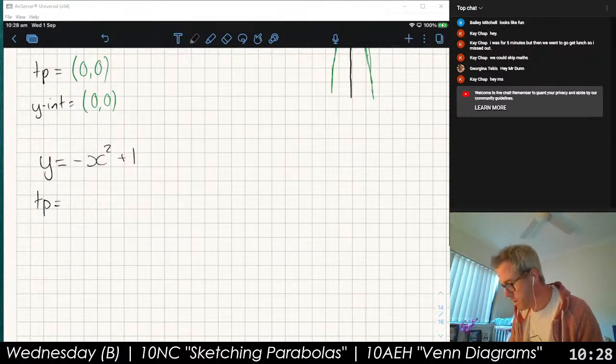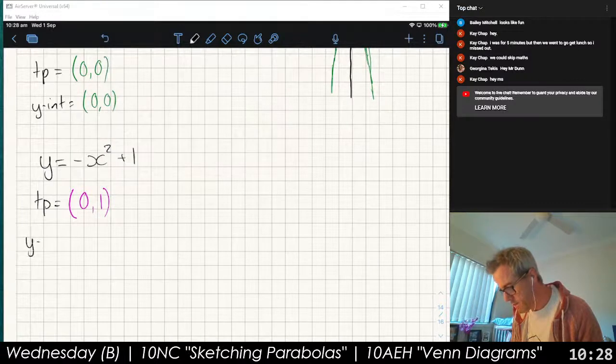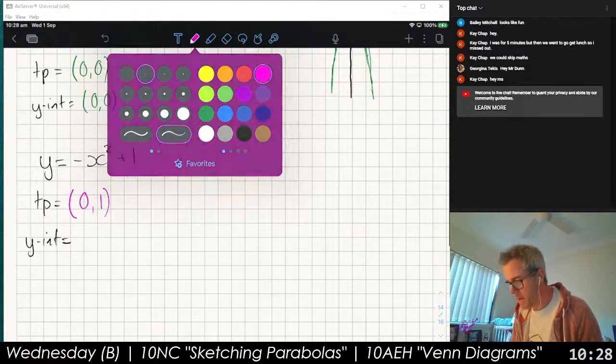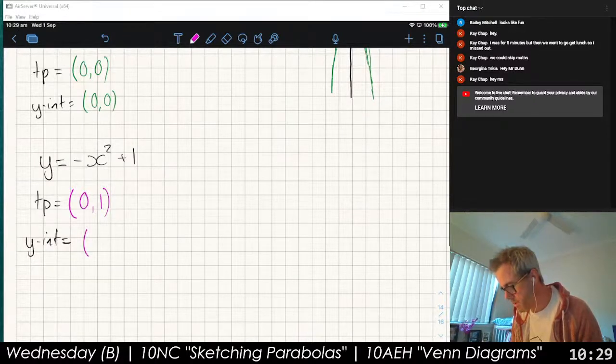I'll get a different color. Let's go pink this time. I don't have a value here, 0. But I do have a value that's added here, so that there is going to be 1, like so. My y-intercept. Now remember, x is going to equal 0. 0 squared is 0. 0 plus 1 is 1. So look at this, both my y-intercept is at coordinate 0, 1, as is my turning point.